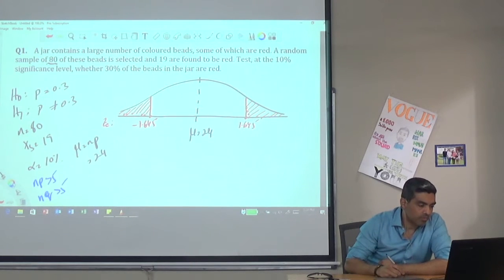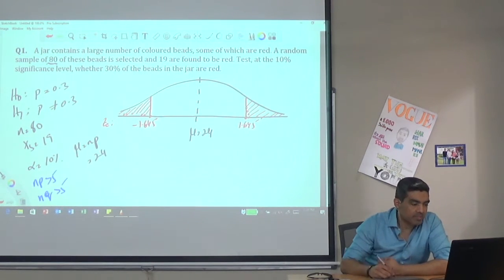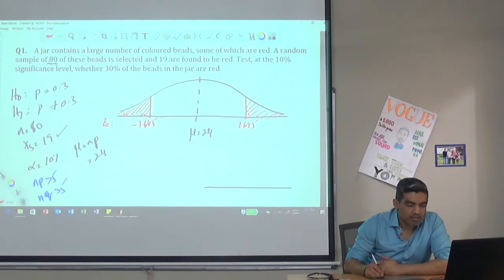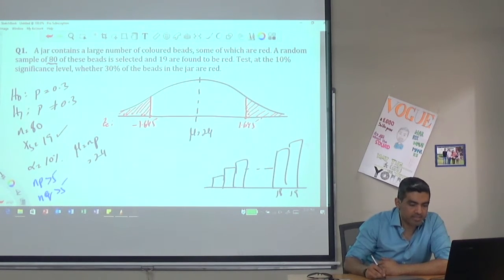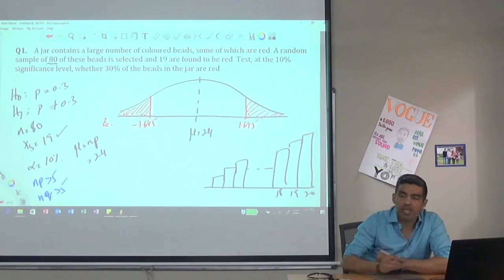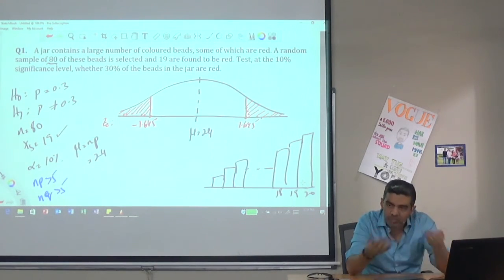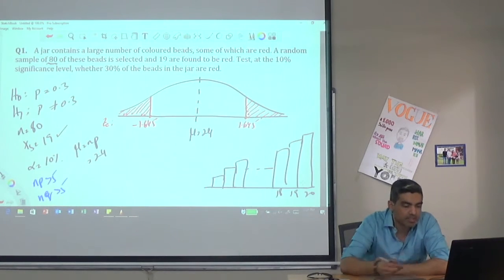Now, we stand at 19, which is on the left of 24. If we were using bars, we would be somewhere here, like 18, 19, and then 20. If we were using bars, actually they are bars, but we are just approximating it with a normal approximation.